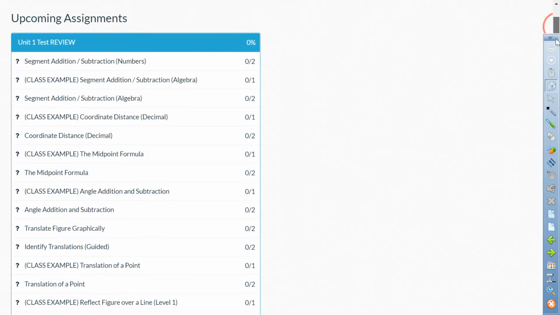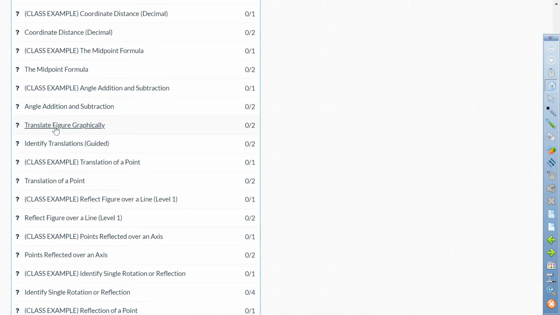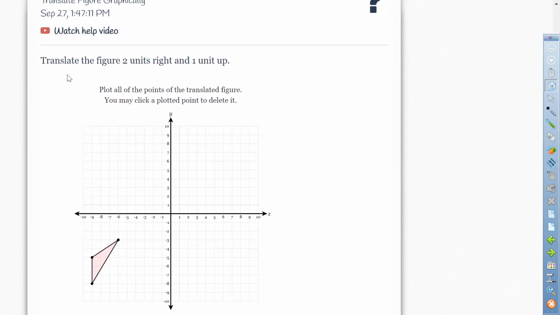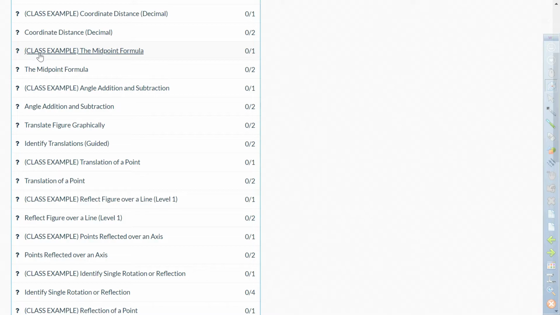This next section, I don't have an example for this, translate figures graphically, because these are really straightforward problems. These are when we start to get into our translations, we're sliding 2 units right, 1 unit up. At least this is my example. Yours probably looks different. I think everybody feels comfortable on these, so let's go past that for now, or if you want to pause and try that out on your own, you can.